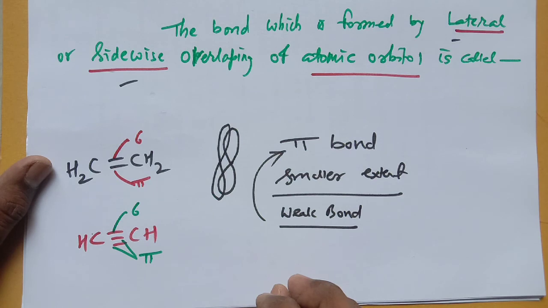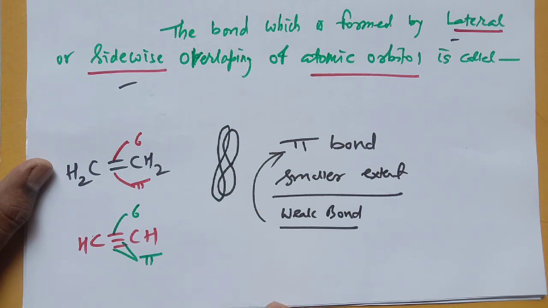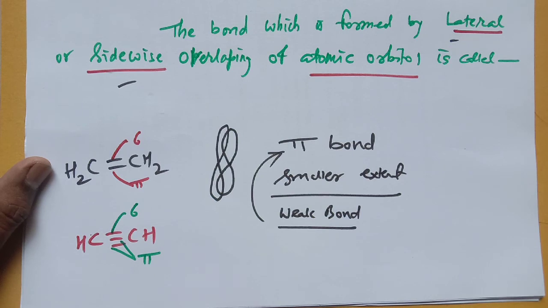So what is our conclusion? Sigma bond is formed by the axial overlapping or end-to-end overlapping of atomic orbitals. Such type of overlapping takes place to the greater extent. Hence, sigma bond is a strong bond. Sigma bond is present in such compounds where only single covalent bonds are present. On the other hand, pi bond is formed by lateral or sidewise overlapping of atomic orbitals. Such overlapping takes place to the smaller extent. Hence, pi bond is a weak bond, and pi bond is always present in a compound containing multiple bonds.